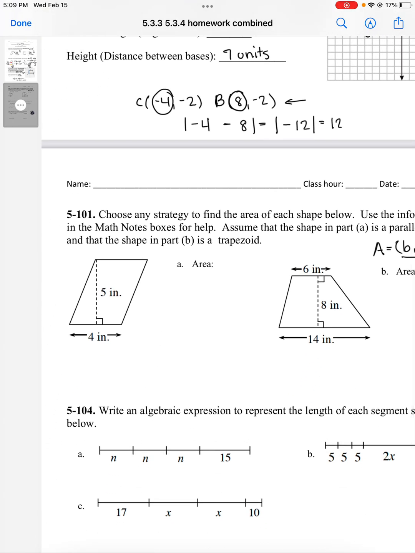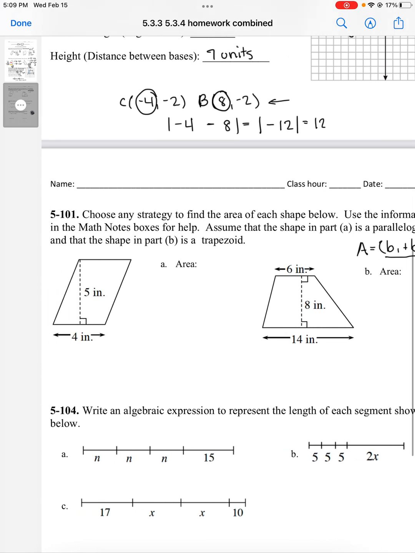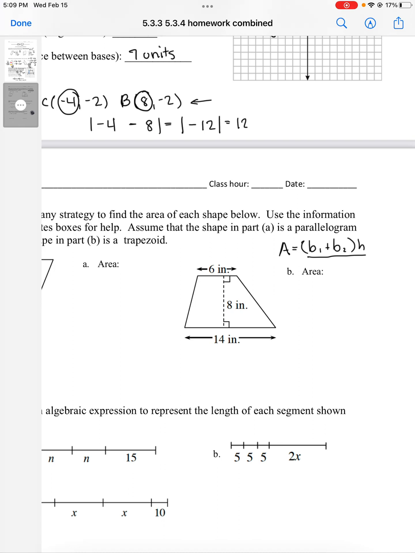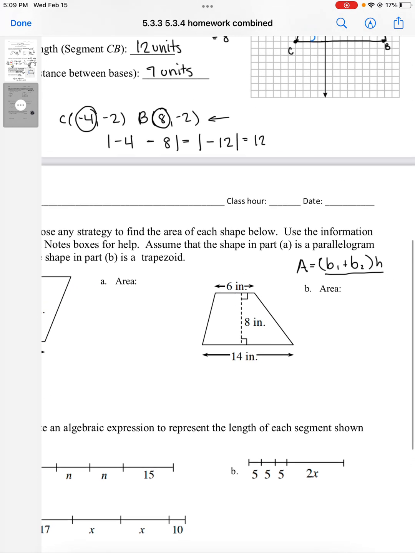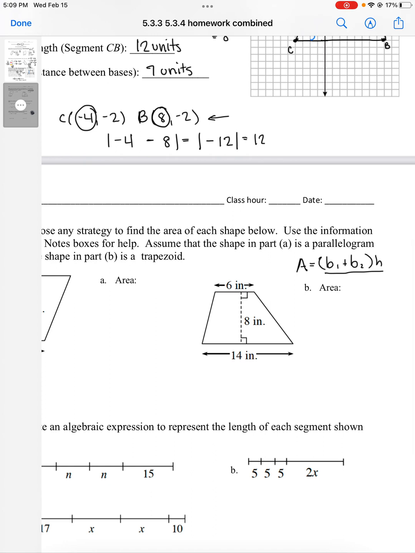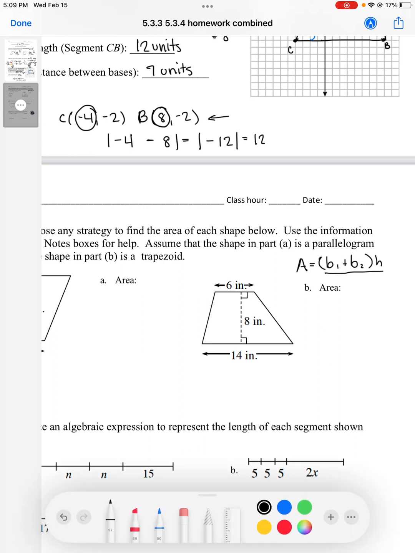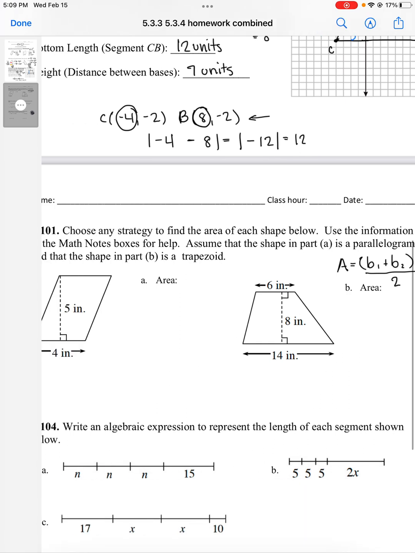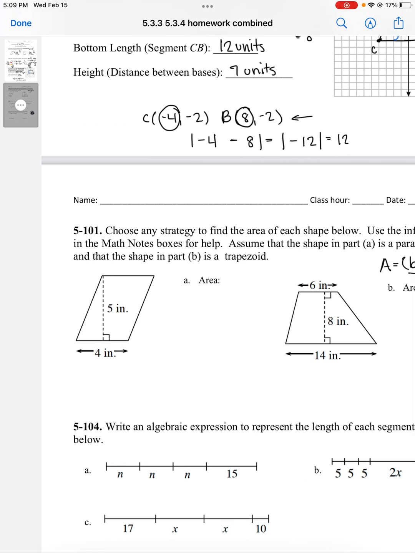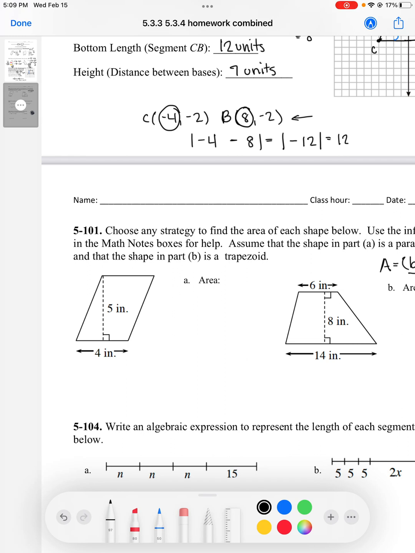Problem number 101. Choose any strategy to find the area of each shape below. Use the information in the math notes box for help. We don't have that, but I did write down the formula for area. We're going to assume that the shape in part A is a parallelogram and the shape in part B is a trapezoid. So if we're assuming that, we're going to start with part A. Parallelogram, area equals base times height.